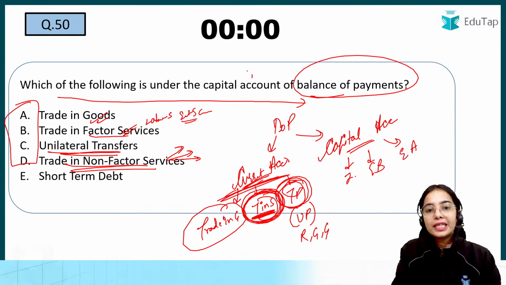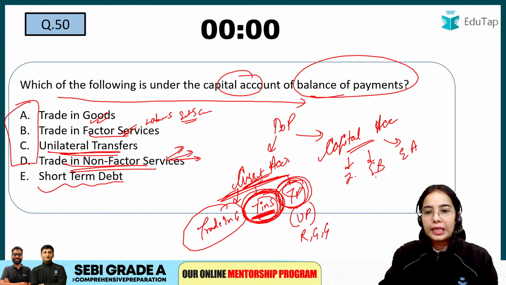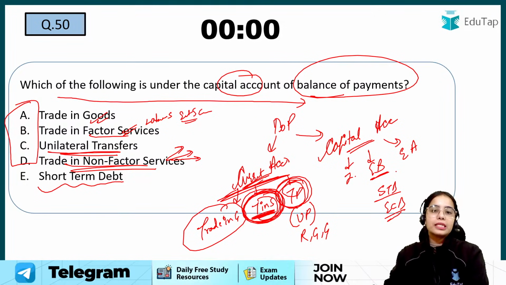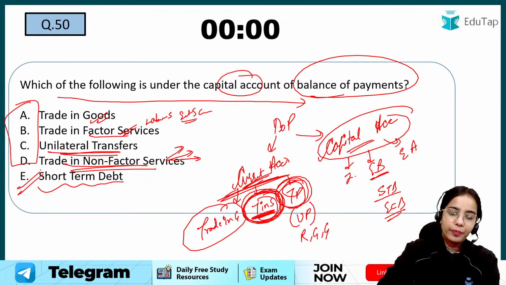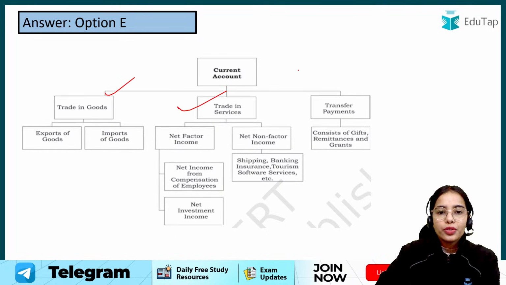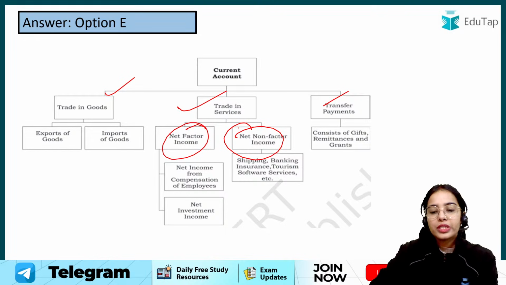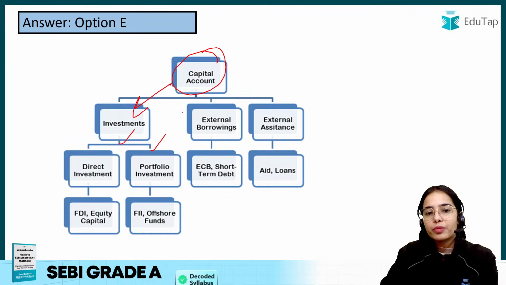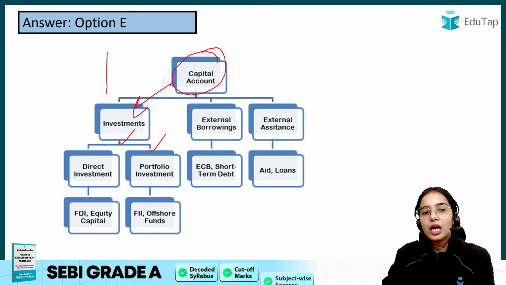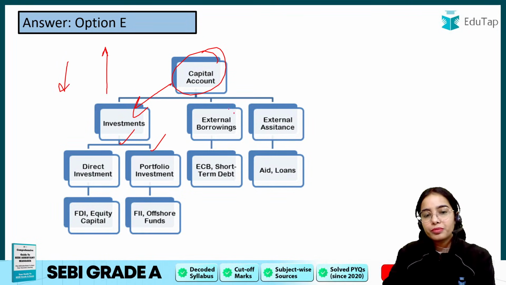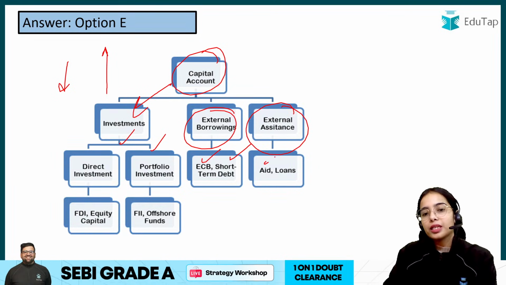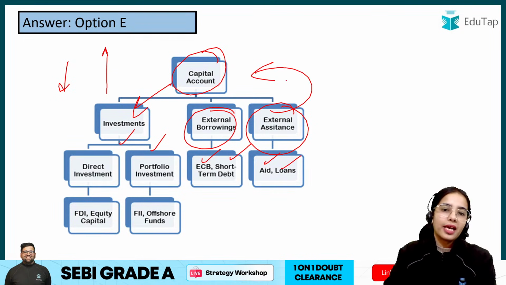Which of the following is under capital account? Short-term debt, borrowings. It is under the short-term debt or the external commercial borrowing. This is under capital account. So E is the answer here. So current account: trade in goods, trade in services, transfer payment. Trade in services is factor services, non-factor services. Next, capital account includes investment, direct investment, portfolio investment that we are doing outside or we are getting from outside. External borrowings, external commercial borrowing, short-term debt, external assistance, the aid, loans and such, this all comes under capital account.